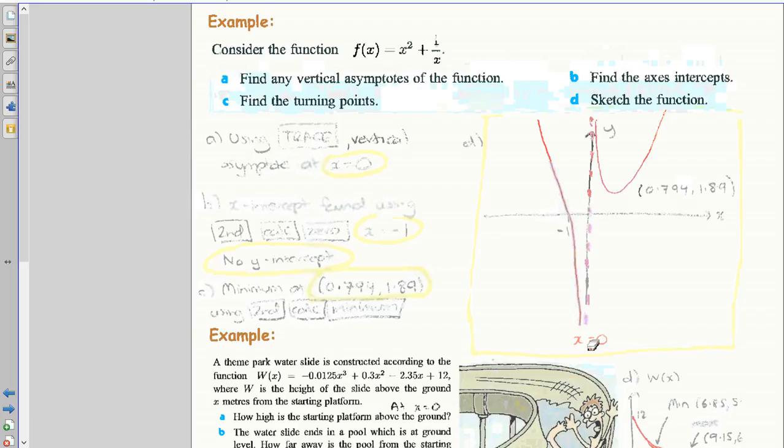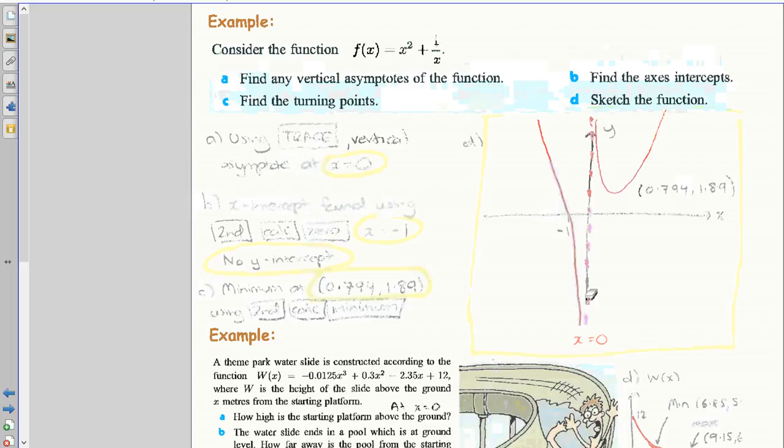So we've done A. Let's do B. Find any axis intercepts. There looks like there's an intercept here, and I've already labelled it, but we need to know how to find it. Sorry, that's not a y-intercept, that's an x-intercept. There are no y-intercepts by the look of it.